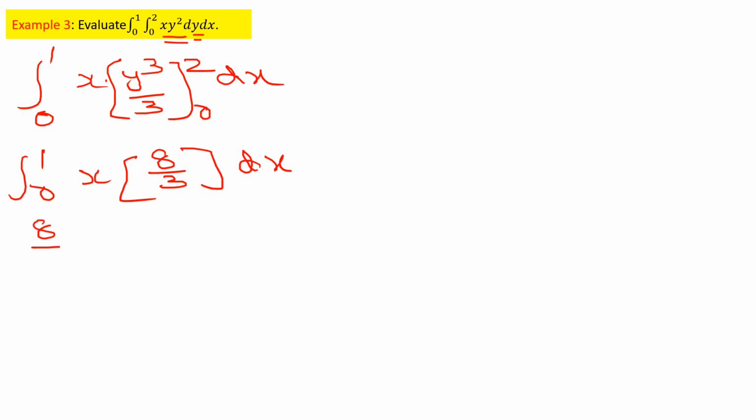Then I have to integrate with respect to x. So take the constant 8 by 3 outside. Integration of x will give you x squared by 2 between the limit 0 to 1.